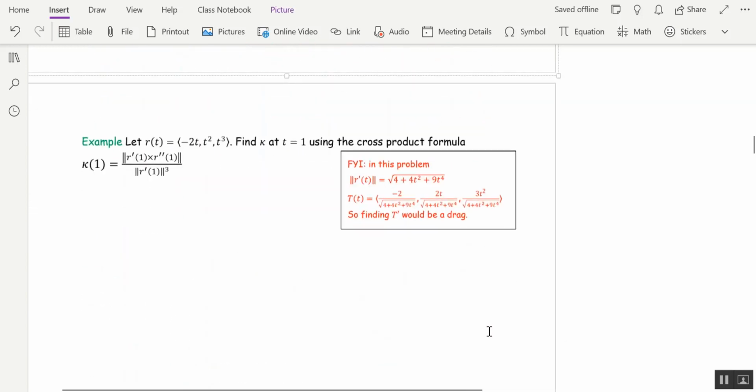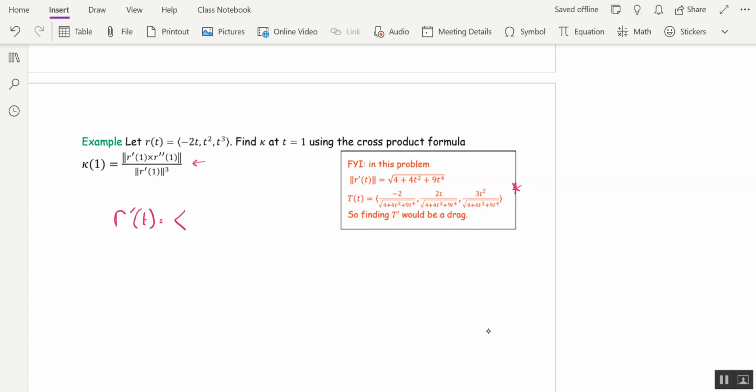We want to find the curvature at t equal 1. And in this box here, I explain why we want to use the second formula, not the first formula. All right, so looking at this formula here, it looks like we're going to need r prime of 1, r double prime of 1, and the cross product. So let's just start taking derivatives.